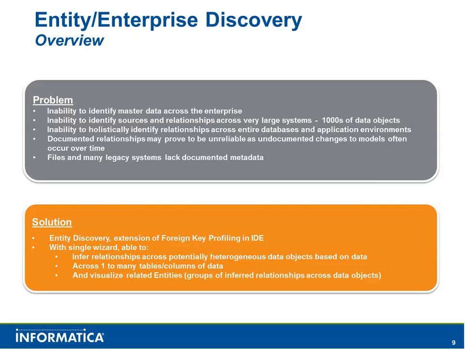So our solution is entity discovery. It's an extension of foreign key profiling in IDE, and it's very similar to that. It's just that rather than having to pick out the exact tables or data objects that you want to check for foreign key relationships or an overlap, you can just send it into a full database or a number of databases, and it will run all of the profiles and do the rest of the work in a single place. Using a single wizard, we can infer relationships across potentially heterogeneous data objects based on data. We can do that from one to many tables and columns of data. Once we've done that, we can visualize the related entities and the groups of inferred relationships across those data objects, and we'll see some screenshots of that in a minute.